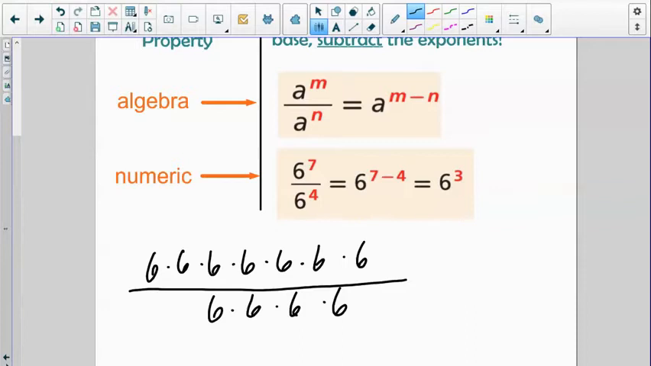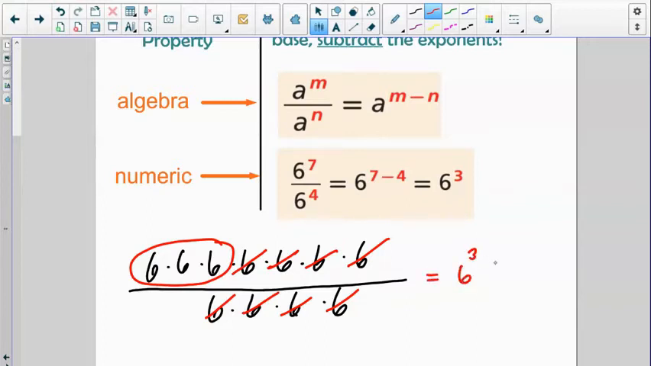And we know from simplifying fractions, if you have the same factor in the numerator and in the denominator, it cancels out because anything divided by itself is 1. So when we have a factor of 6 divided by 6 equals 1, we can cancel that out. And what we're left with then is 6 multiplied by itself 3 times. In other words, 6 to the 3rd power, which is, I believe, 216.